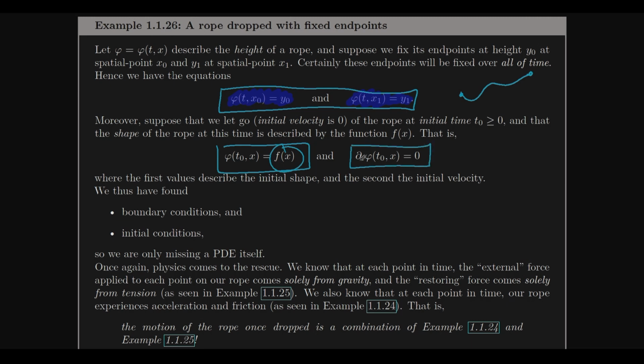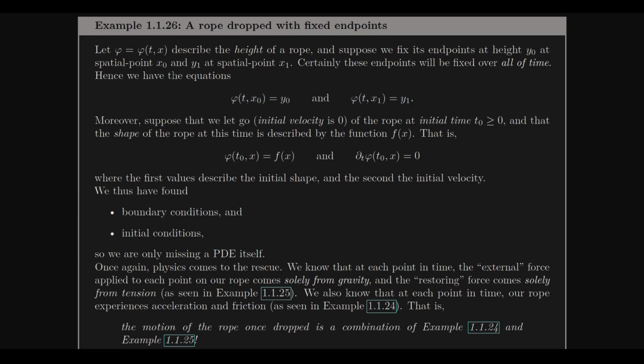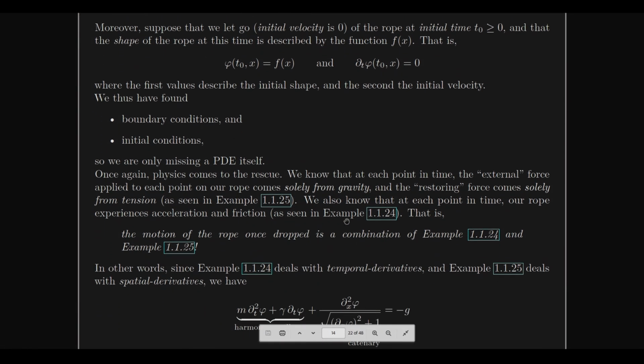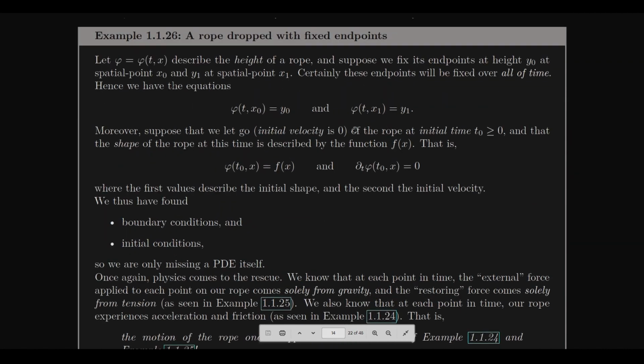We're not going to throw the rope from wherever we let it go, but it's going to have some initial shape f. So that's how we can come up with our boundary conditions for combining these two together. And we can also ask a question about, what is the PDE that actually represents this situation?